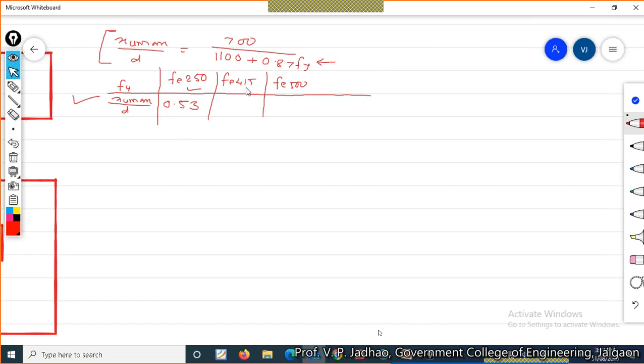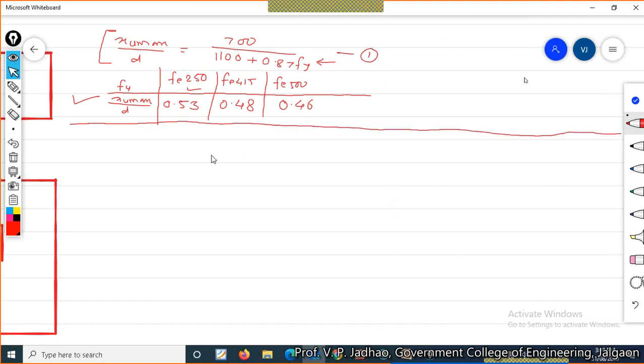If you put the value of 415 in this equation, consider this as equation number 1, you will get Xu max upon d equal to 0.48. Now if you put Fy equal to 500 for Fe 500, you will get Xu max upon d equal to 0.46. This portion is already covered in your RCC subject.